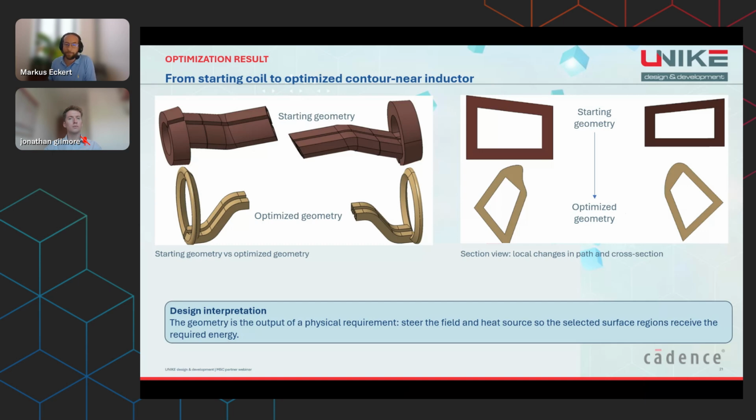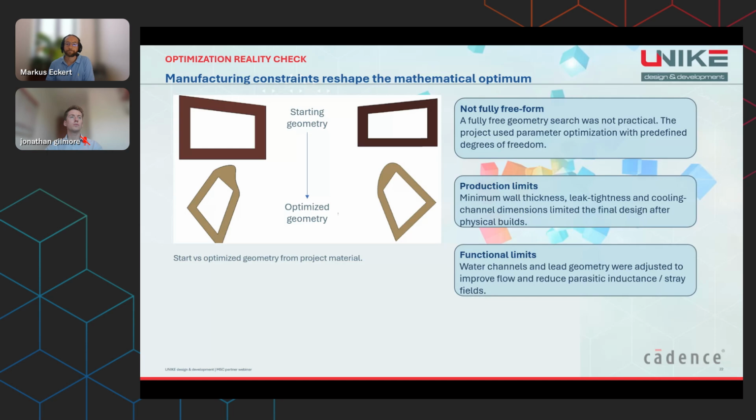We are looking at a typical result of a simulation-driven development. Geometry is the adjustable lever, but the optimized target is the process response in the workpiece and the functionality of the tool.